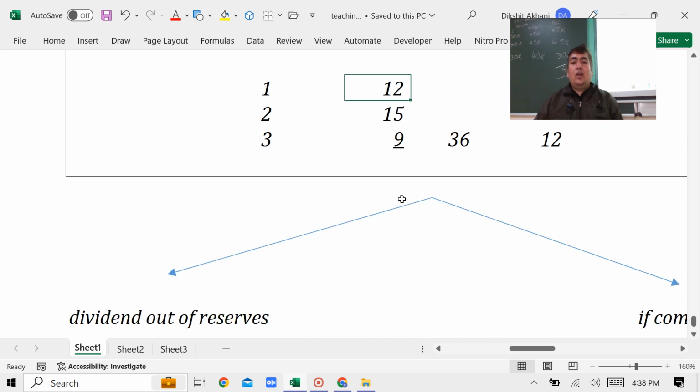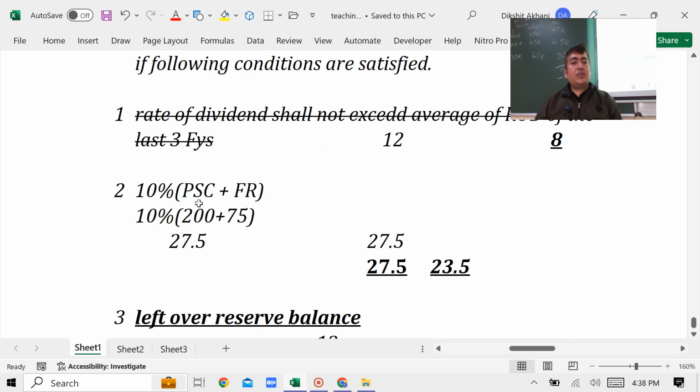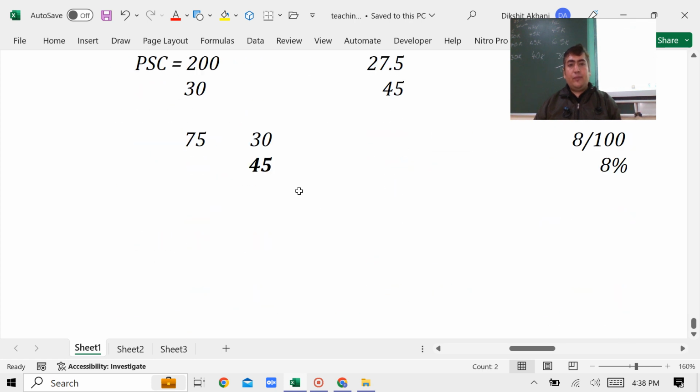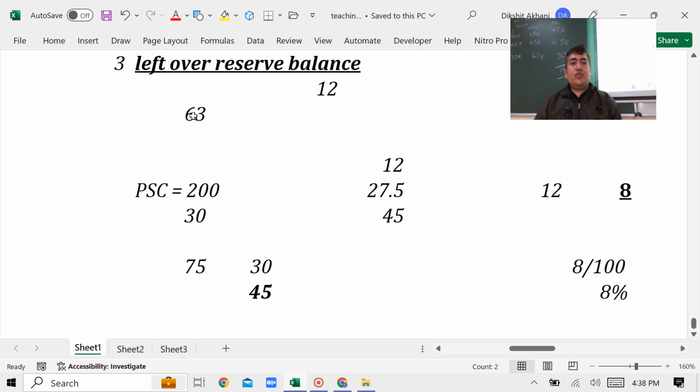Okay, according to the first condition, the last one, let me tell you this calculation. The leftover reserve balance should be 15% of paid up capital. Paid up capital is equity capital plus preference, that is coming to 200. Apply 15% of that, 30 crores should be left over.